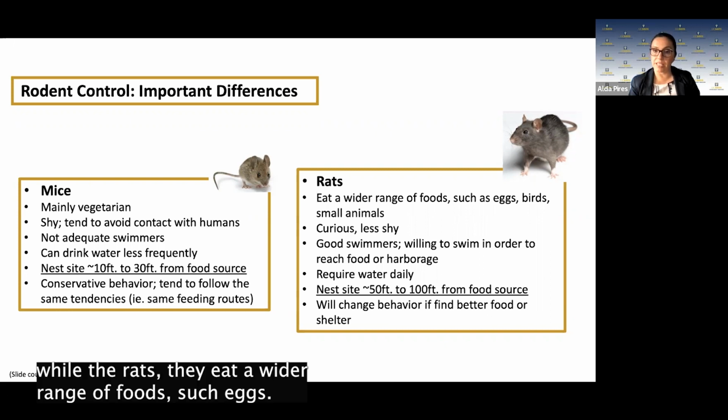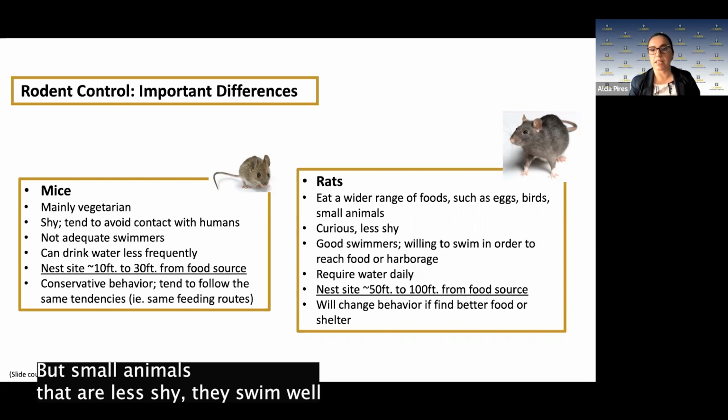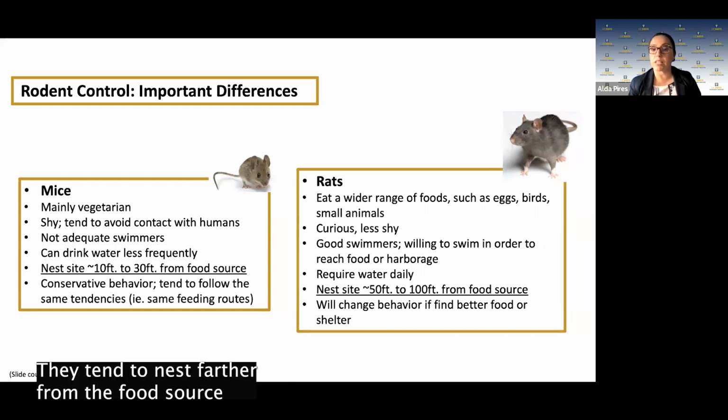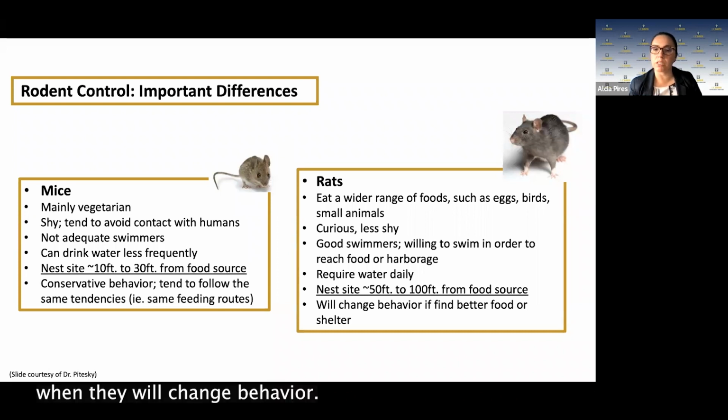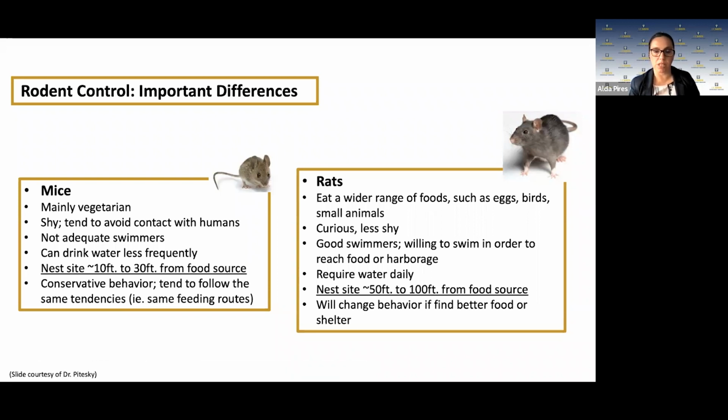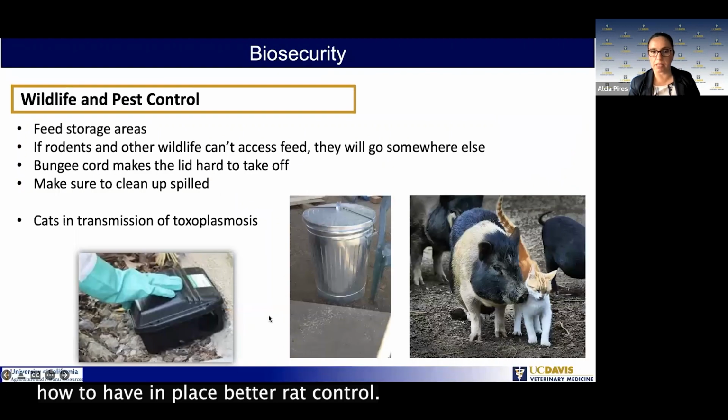While rats eat a wider range of foods, such as eggs, birds, and small animals. They're less shy, they swim well, and they require water daily. They tend to nest farther from the food source, and they will change behavior if they find better food or shelter. So understanding the presence of mice or rats helps us put in place better rodent control. What happens with both rats and mice?